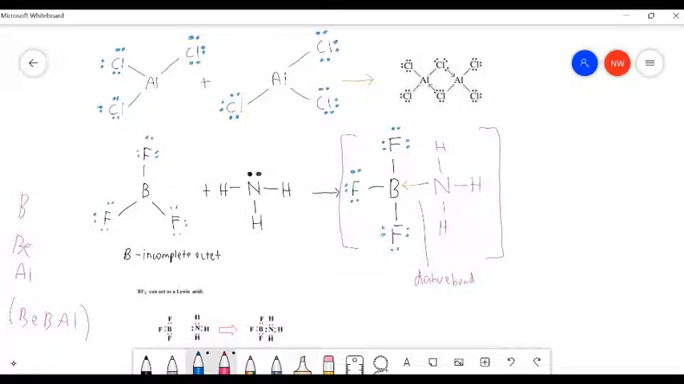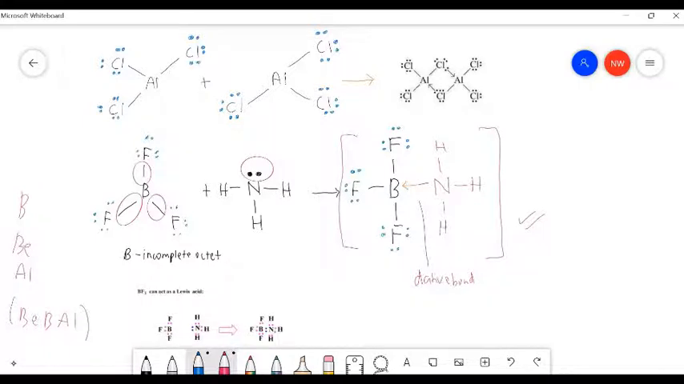As you can see here, boron really doesn't have enough electrons to achieve the octet configuration. For boron there are 1, 2, 3, 4, 5, only 6 electrons. That's why boron is the acceptor. And then nitrogen has a lone pair here, so this nitrogen will become the donor. So a dative bond will form between nitrogen and boron. So you have to draw and then label the dative bond there.